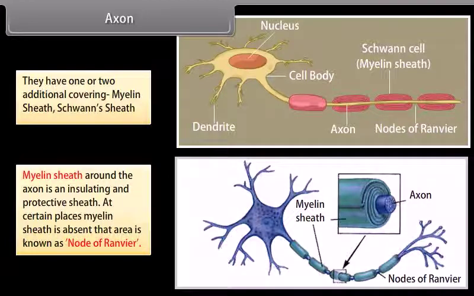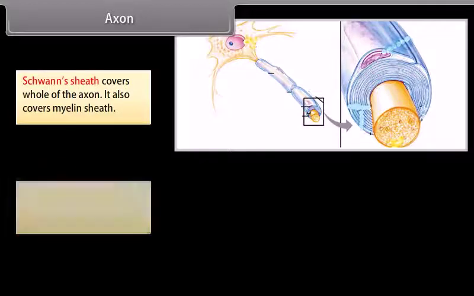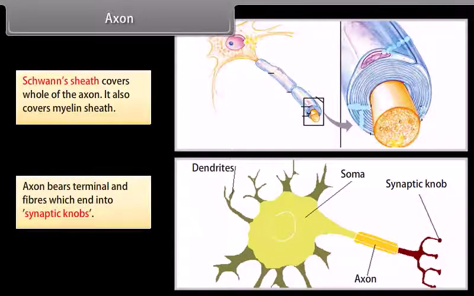At certain places, myelin sheath is absent, and that area is known as node of Ranvier. Schwann sheath covers whole of the axon. It also covers myelin sheath. Axon bears terminal fibers which end into synaptic knobs.